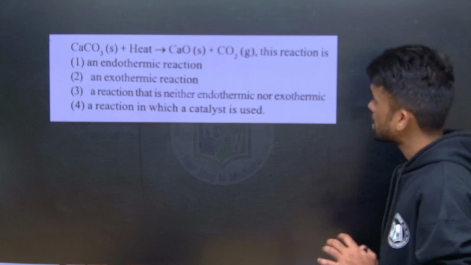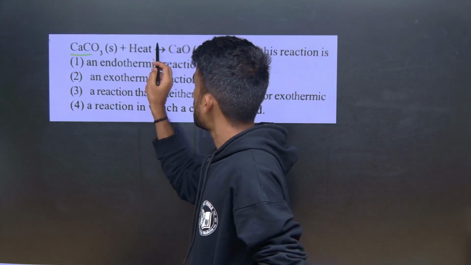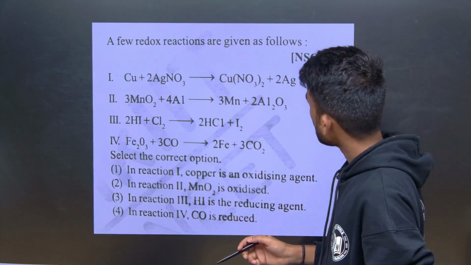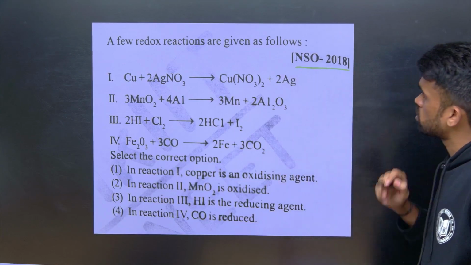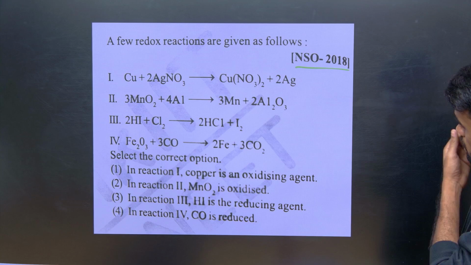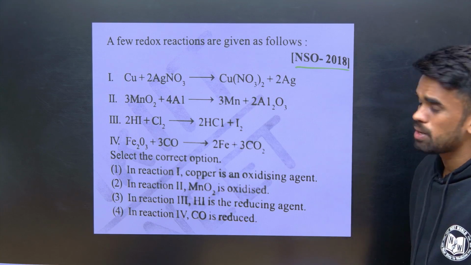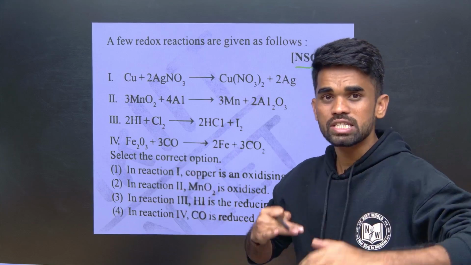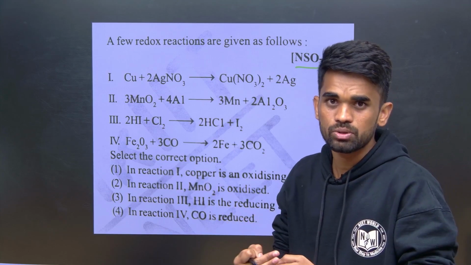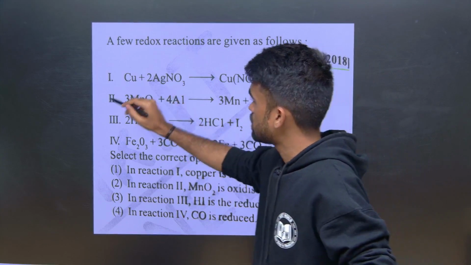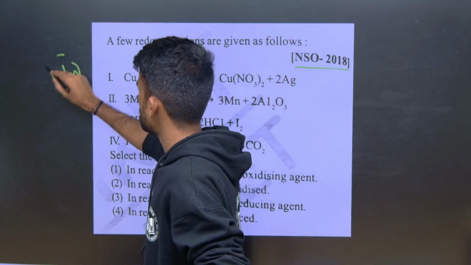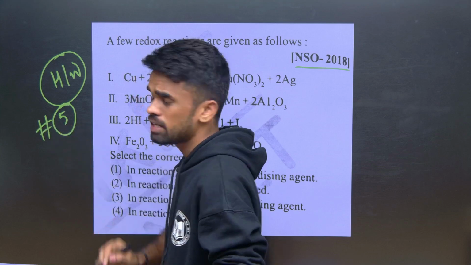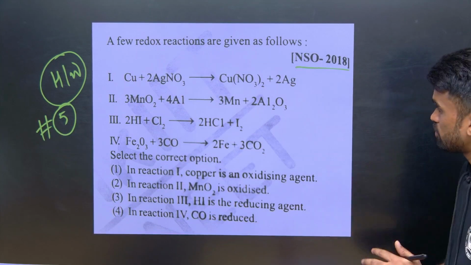Let's move further. Now CaCO3 upon heating, already we did this question, this is an endothermic process, right? Next. Okay, again NSO 2018. Will you try to answer this question? Because already I have explained clearly about oxidation reduction process, oxidizing and reducing agent questions also, right? So based on that you can try this question and take this as a homework question, question number 5. Okay, hashtag question number 5 you can write and answer this in the comment box. I will be waiting for your answer.